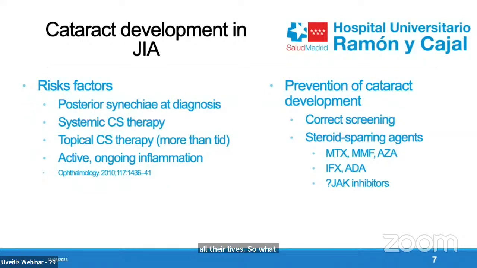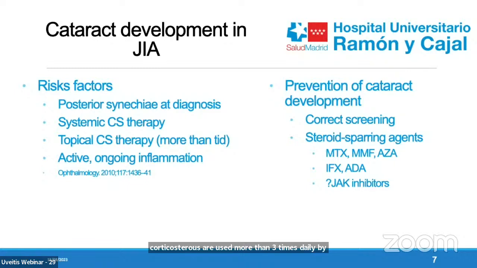So what are the risk factors? The risk factors are presenting with a lot of inflammation, especially if the patient already has posterior synechiae diagnosis, and we are not able to control the inflammation. The patient has active and ongoing inflammation. And other risk factors are the use of corticosteroids, whether systemic or topical, especially if the topical corticosteroids are used more than 3 times daily, we are inducing a risk of developing cataracts for that patient.